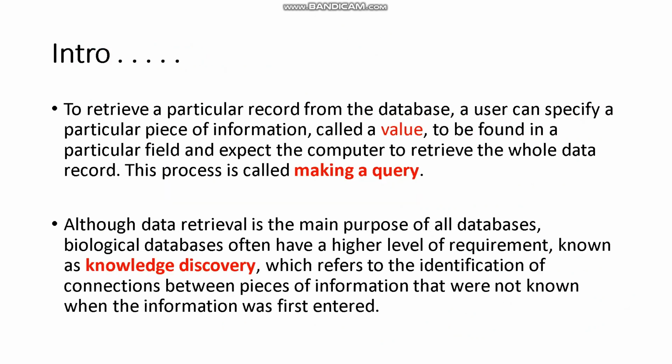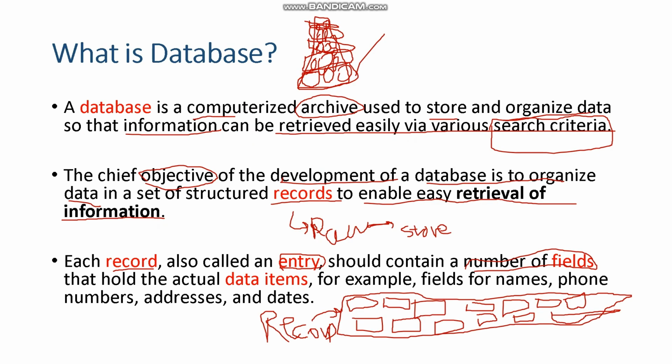Okay, to retrieve a particular record from the database, a user can specify a particular piece of information called a value. For example, this is one, this is two, this is three, this is four, and so on. Now we want to analyze a particular field of the records, for example, the two. Now we use a piece of information like two, and we search it.